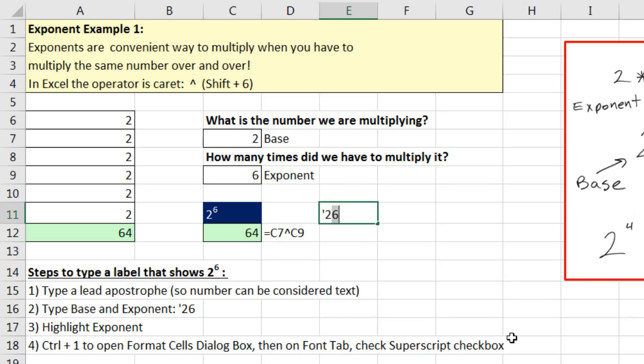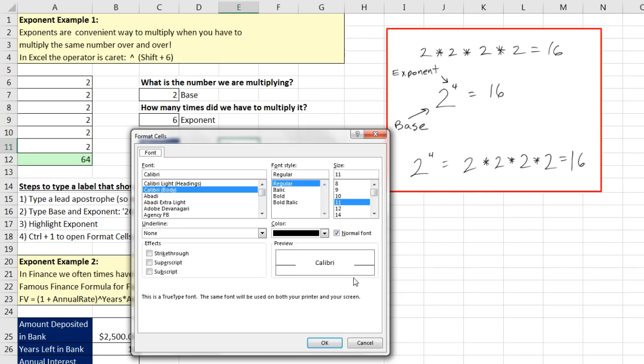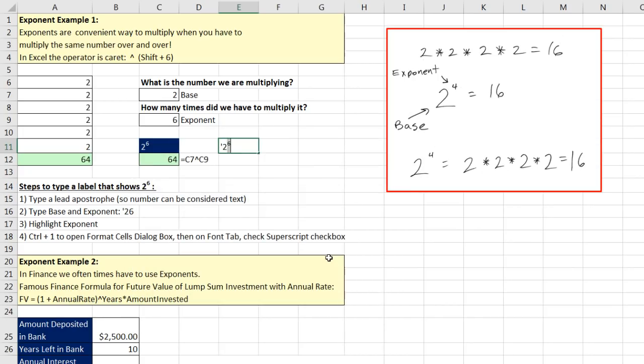Now we're allowed to highlight just the 6 part, Control-1. Notice that Control-1, when you're highlighting an individual character, is not really all of those tabs we saw. The only thing we can do is add some specialized font, and we're going to do that. Superscript, click OK, and when I hit Enter, that's how you get an exponent over here in Excel. Now, over in Word or PowerPoint, you don't have to put the lead apostrophe. There are the instructions for writing an exponent in Excel.